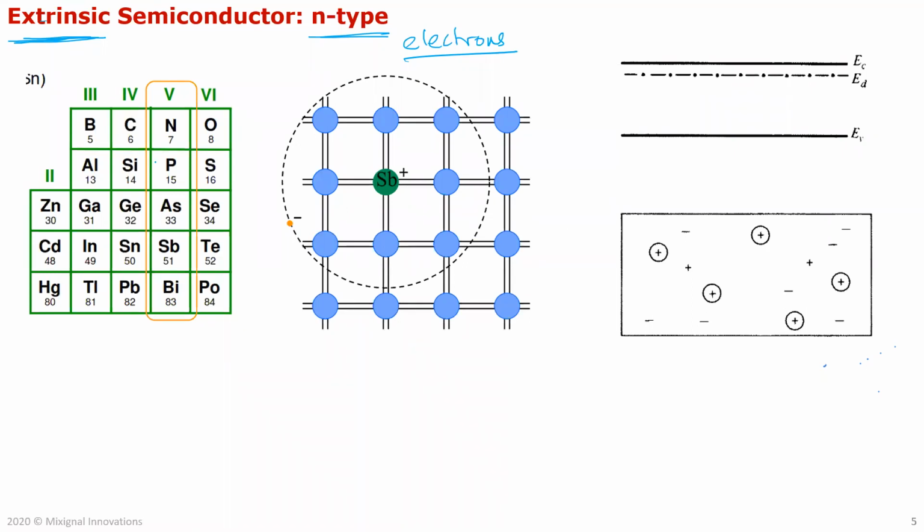If you want to do that, you go to the periodic table and choose the elements which have 5 electrons in their valence band. Some of the popular ones are arsenic and antimony. In this example, you have doped it with antimony. When you dope it with antimony, one antimony atom gets lodged into this crystal structure. It finds 4 silicon atoms to bond with, but it has an extra electron which is free to move.